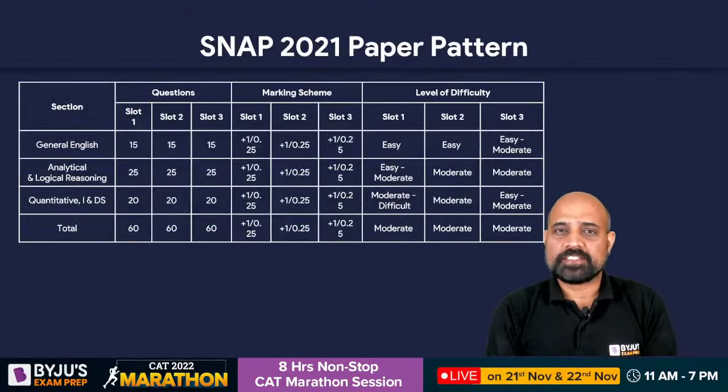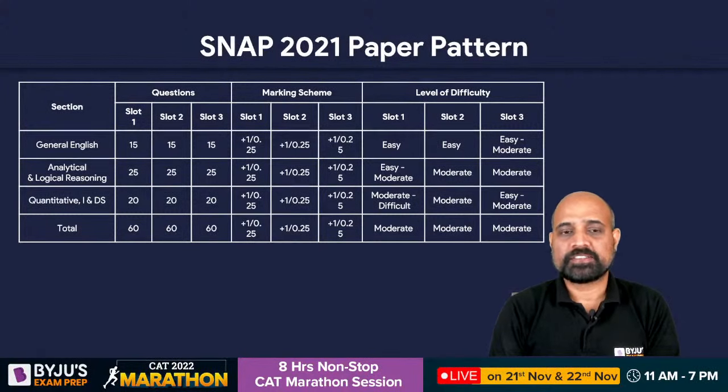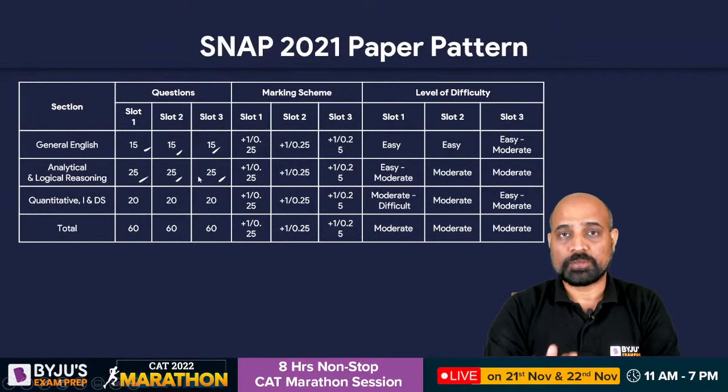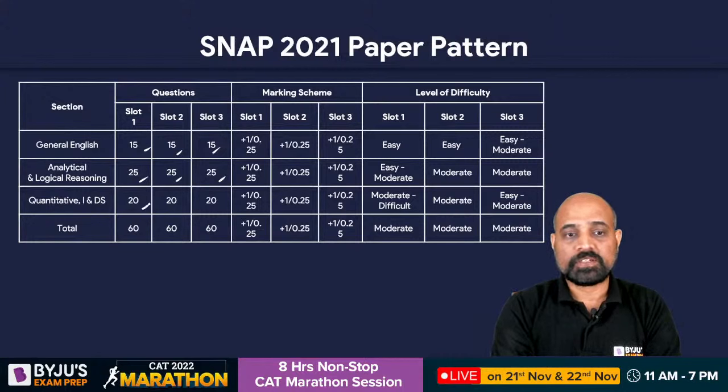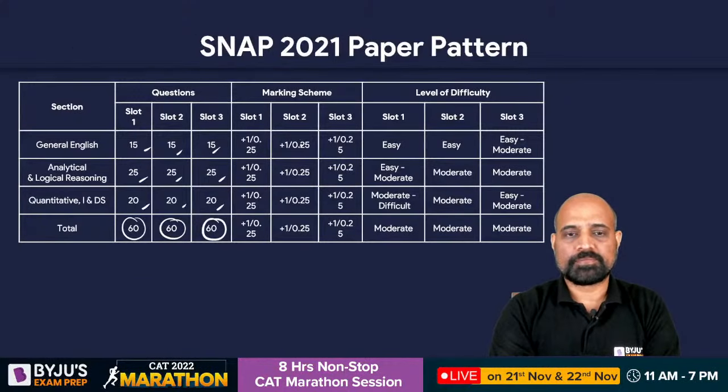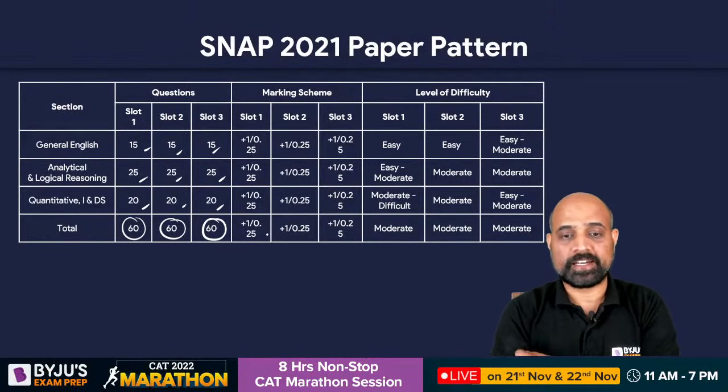So, let's quickly discuss the previous year Snap pattern. Last year, in the three slots, we had an equal number of questions in each of English, which were 15 each, and AR and LR had the most number of questions, which was 25. QA, DI, and DS comprised a total of 20 questions, and the duration was 60 minutes for each of the three slots. The marking scheme was +1 for slot 1, slot 2, and slot 3 if you answer it correctly, or it was 0.25 negative.